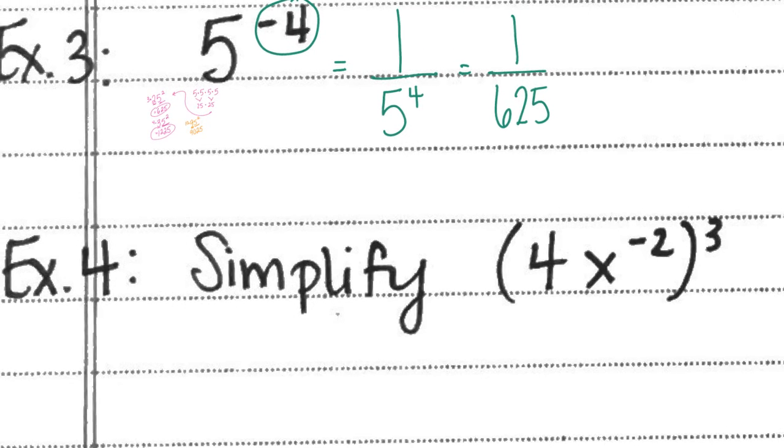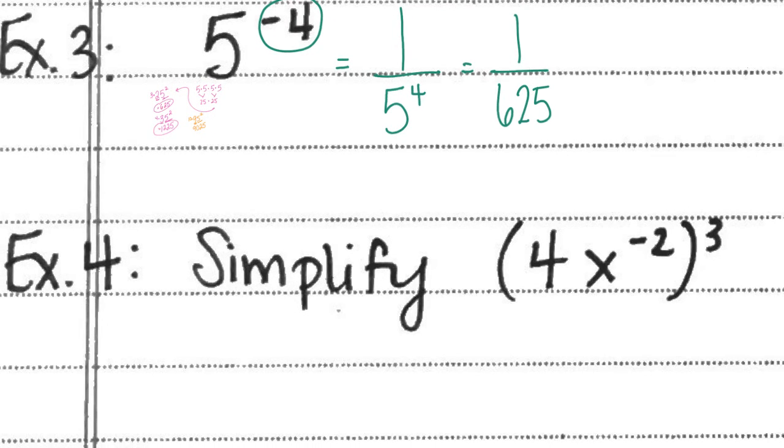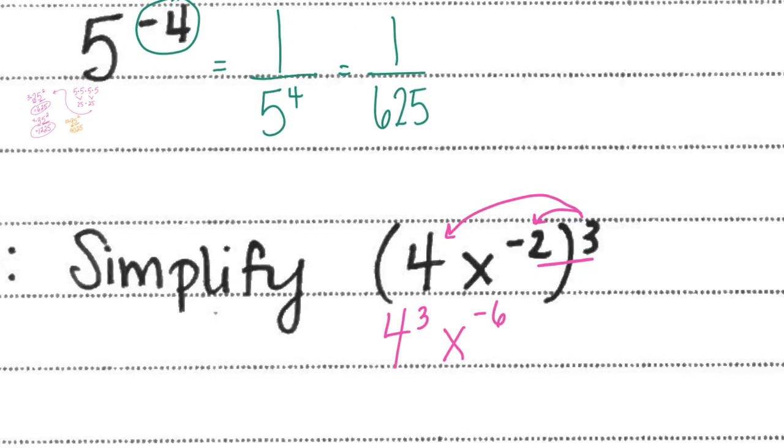Ooh, what happens here in example 4? I have 4x to the negative second to the third power. So we learned earlier that this 3 has to go to this 4 and to this 2. So we have 4 cubed and x to the negative 6, because when I have a power to a power, I multiply. Well, good thing I know 4 cubed. 4 cubed is 64. And I know since I have this negative exponent, I'm going to throw that in the denominator. So we get 64 over x to the 6th power.